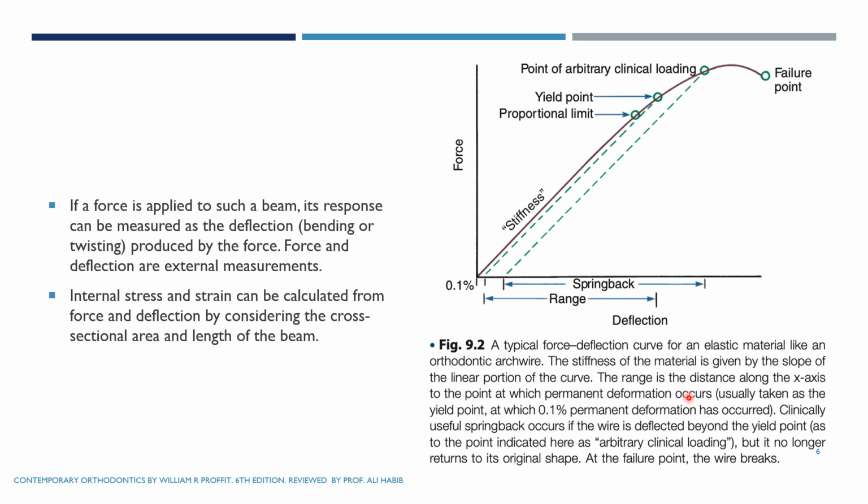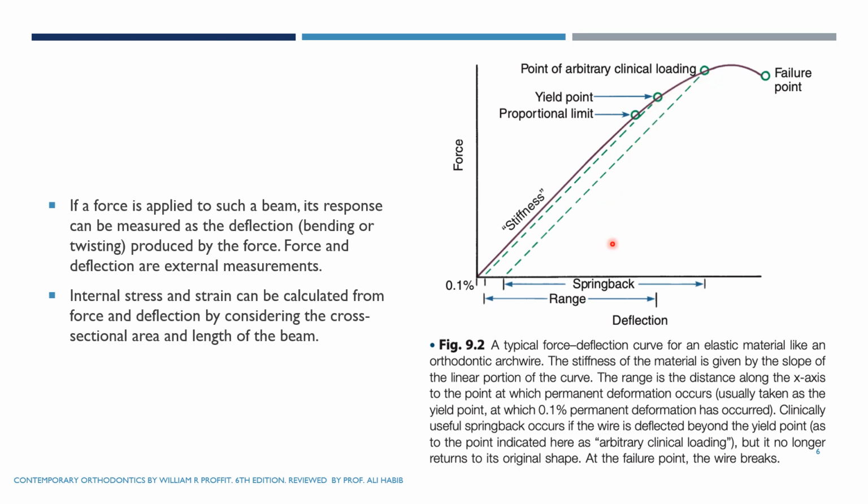The range is the distance along the x-axis to the point at which permanent deformation occurs. Any permanent deformation occurs, yani, before the yield point. So how much the wire can bend elastically and then go back to its original form without deflection. This is range. The yield point is the point at which point 1 permanent deformation has occurred. So we will have point 1 permanent deformation in the beam.